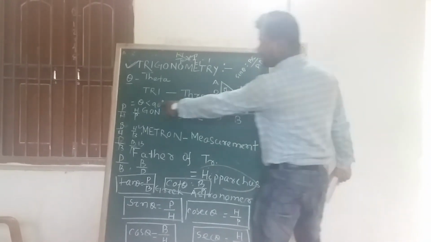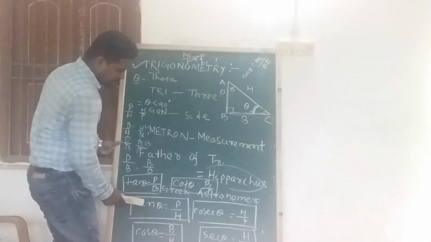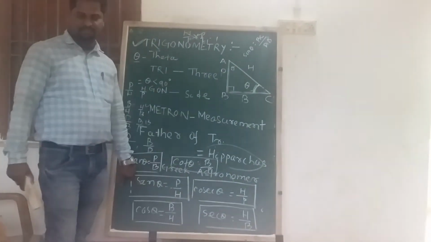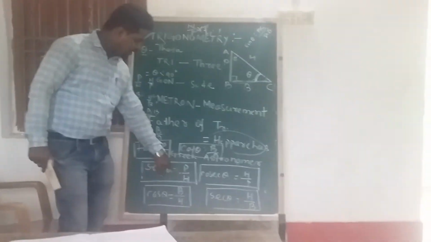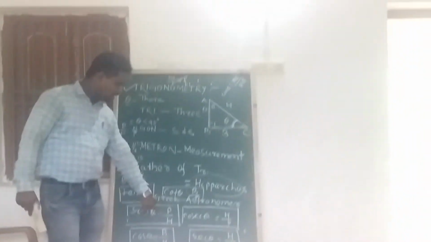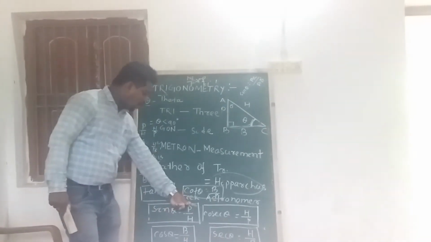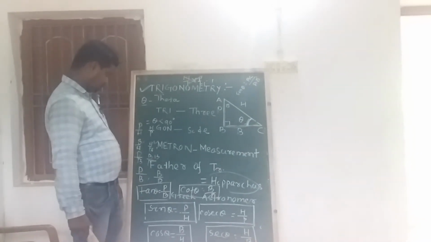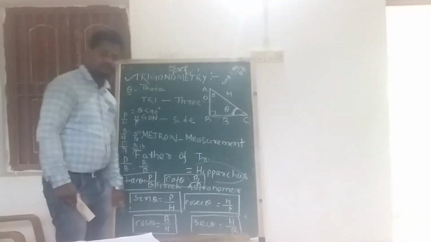Here P by H. Take a look. P by H can be symbolized as sin theta. Sin theta is the angle. So if you remember, P by H is equal to sin theta. P means perpendicular, H means hypotenuse. Similarly, the reverse of P by H, that is your cos theta. Cos theta is equal to P by H.